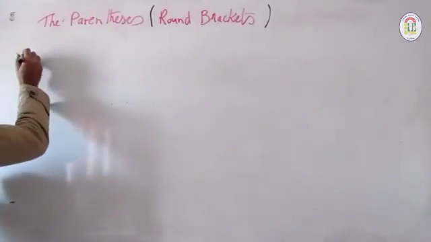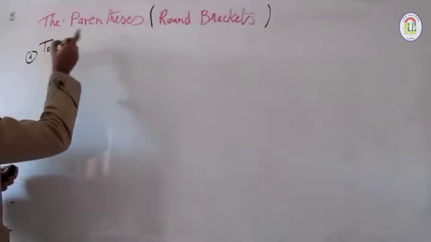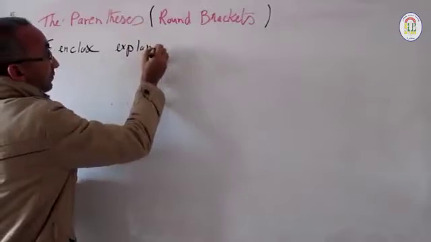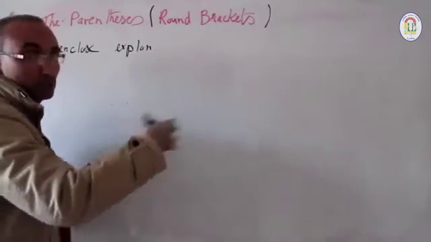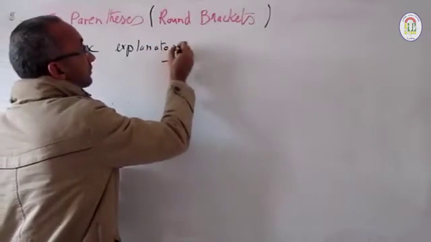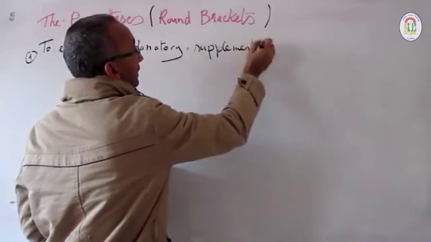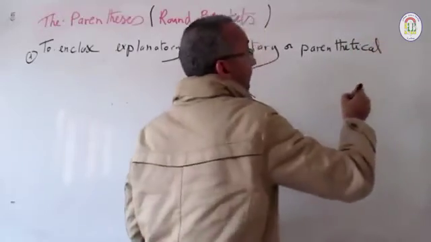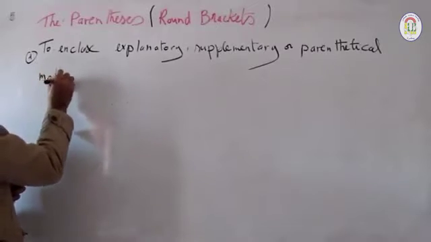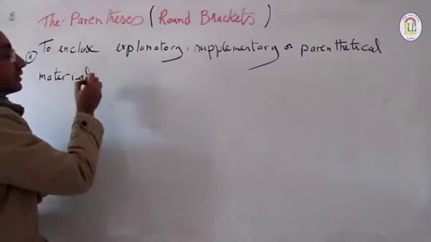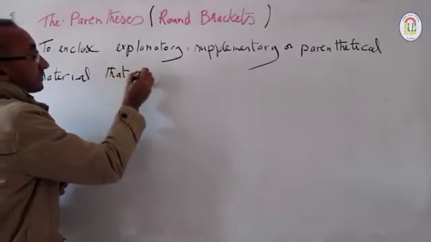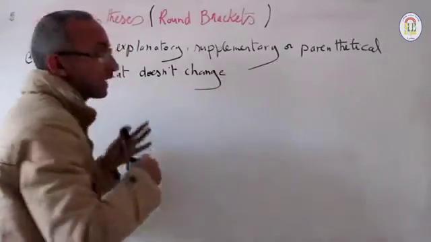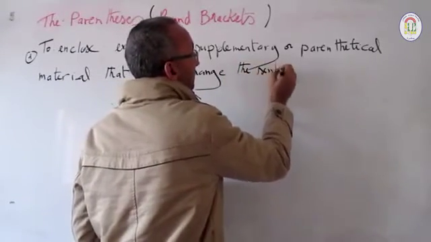So we write, number one, they are used to enclose explanatory, especially for the sake of clarifying a previous word or element in the sentence. Explanatory, supplementary, additional, or parenthetical material. Material means a piece of writing that doesn't change or affect or influence the sentence meaning. It's also an extra.